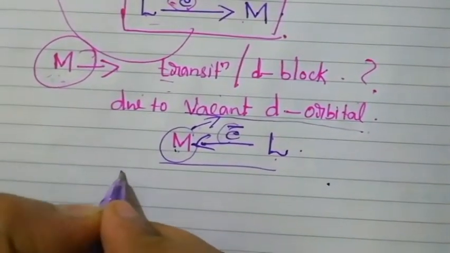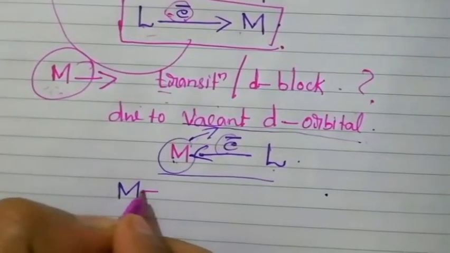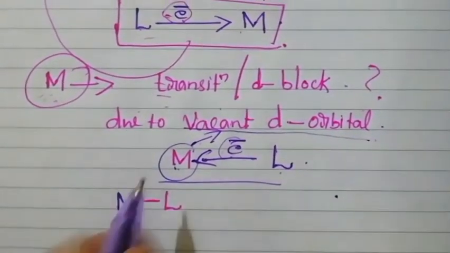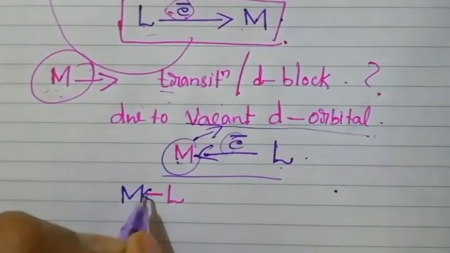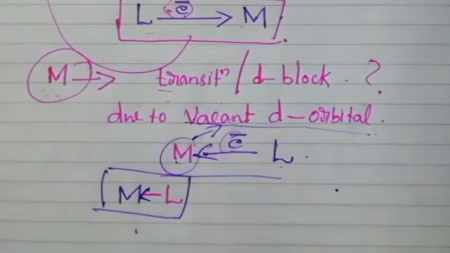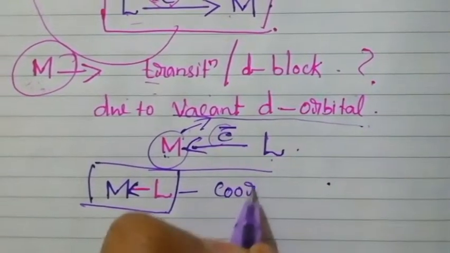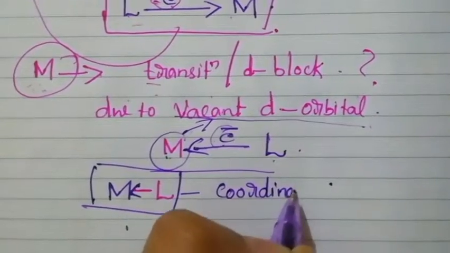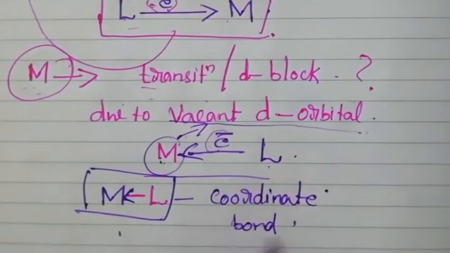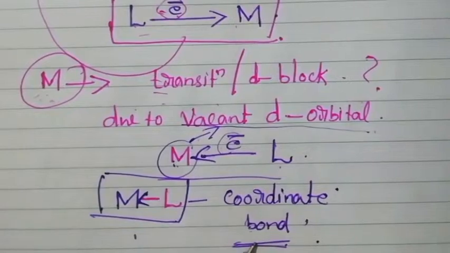And children, this type of bond we have already studied. This type of bond is called a coordinate bond. So the bonding involved in a coordination compound is the coordinate bond. Metal and ligand join together through a coordinate bond, which we normally represent with an arrow mark. So a coordination compound consists of coordinate bonds, and the electrons are donated by ligands. The metal just remains inert.